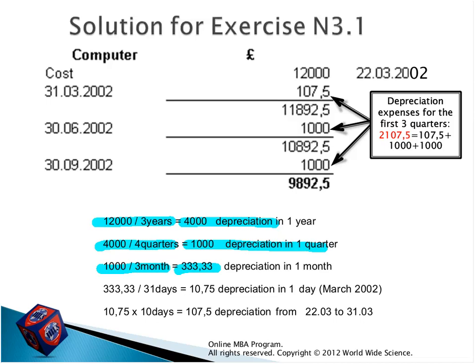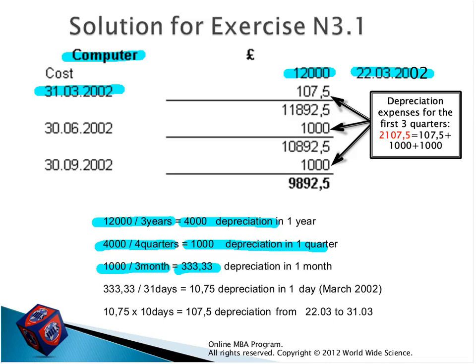And here comes the interesting part. I want to show you the computer, which costs 12,000. We bought it on the 22nd of March, right? And we must show the depreciation cost as of the 31st of March. How do we show it? We must find how many days we have from the 22nd of March to the 31st of March.